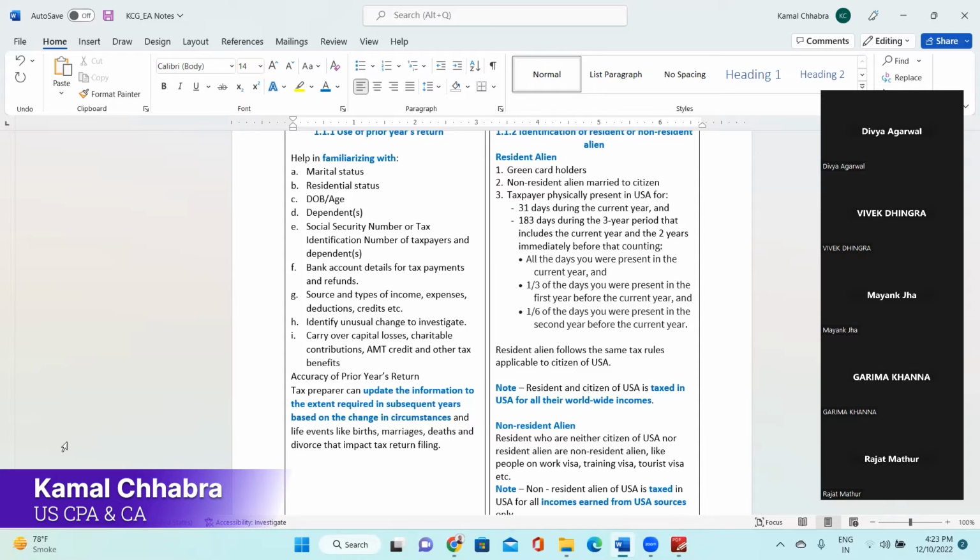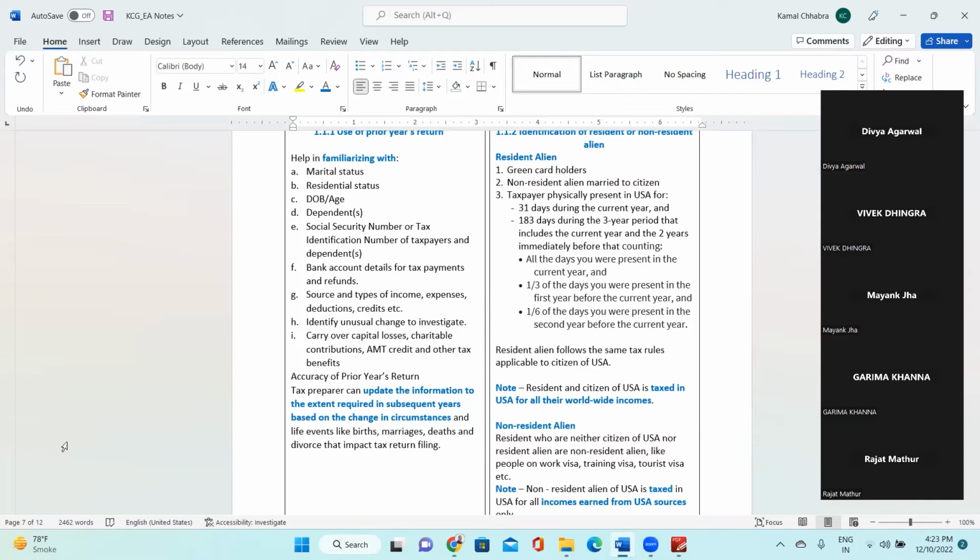So in any of these, you may ask, is there any change? Right? If there is any change, then you just need to update that particular item, but the rest of the items can be easily carried forward, right?